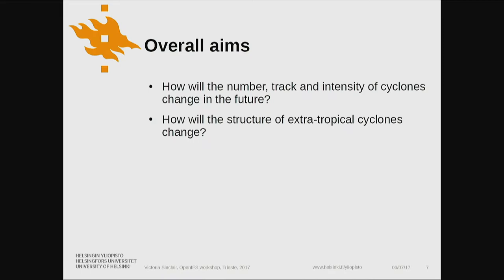The second question, which I'm trying to address, is to me much more interesting in a sense. And it's how will the structure of the extratropical cyclones change? Will they have, for example, different frontal structures? Will they have stronger warm conveyor belts, for example? So this is what I hope to eventually manage to answer with OpenIFS. However, to answer the second question, you have to have an understanding of the first one too.